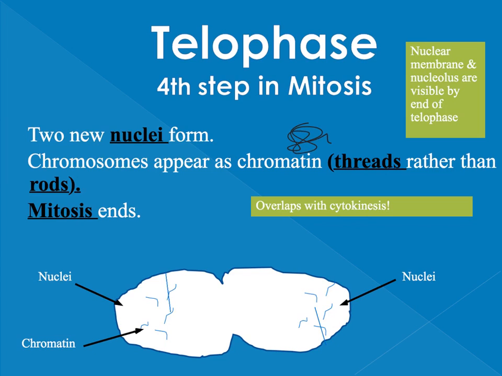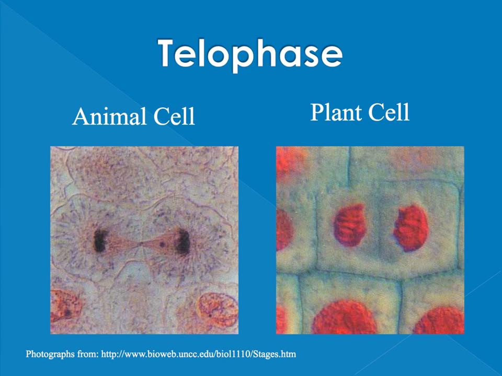So in your picture, you have your nuclei, you have your chromatin, but also realize that your nuclear membrane is going to reform around the DNA, and the nucleolus is going to reform by the end of telophase. Also, the spindle fibers will be gone, and you will no longer be able to see the centrioles. One thing is that telophase overlaps with cytokinesis, so let's learn about that next. When looking under the microscope for telophase, you would see two distinct nuclei. Sometimes in a really good microscope, you'll see the stretching of the cell.